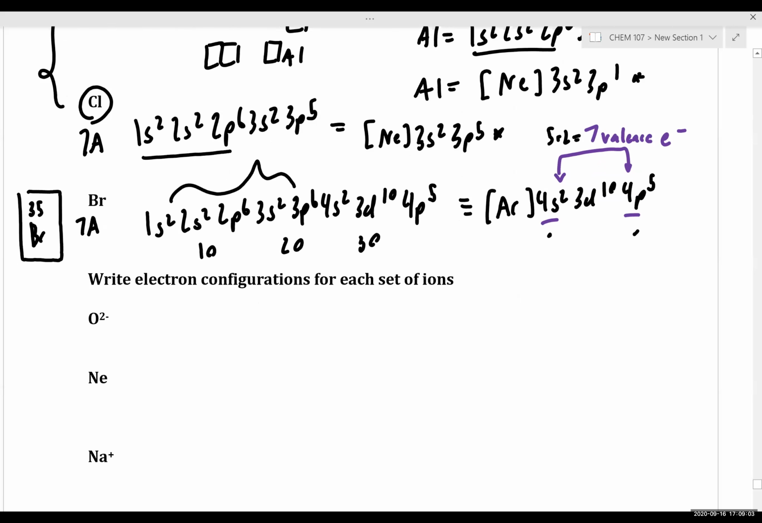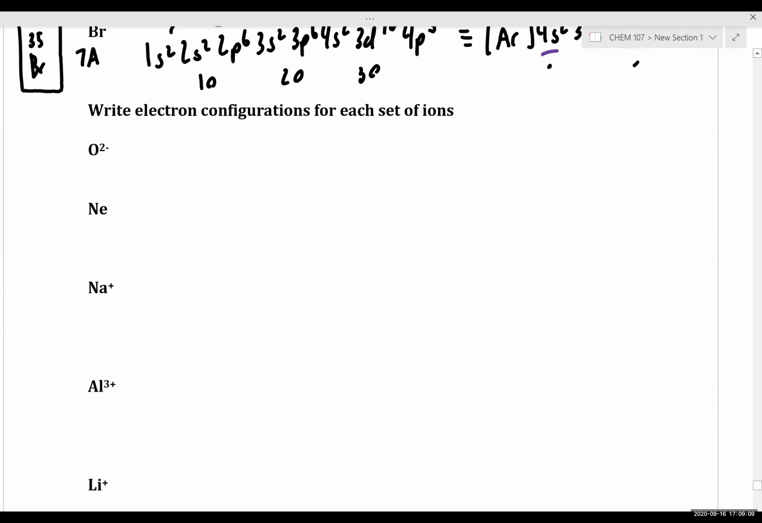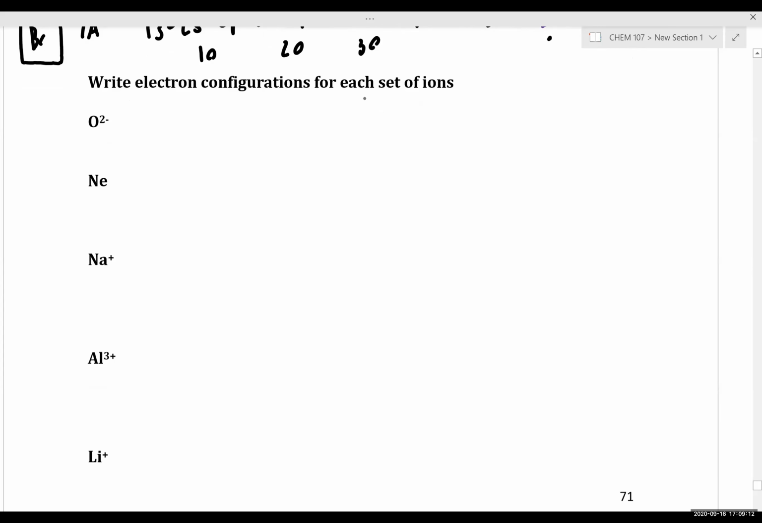So let's look at another set of examples. This next set will be a little bit more straightforward. We're asked to write the configurations for each set of ions. Now for ions, you need to be really careful when you're counting electrons. So for example, for O2 minus, if we find oxygen in the periodic table, it typically has an atomic number of 8. However, since we have a 2 minus charge, our number of electrons is equal to our atomic number plus the charge, which gives us 10 electrons to work with.